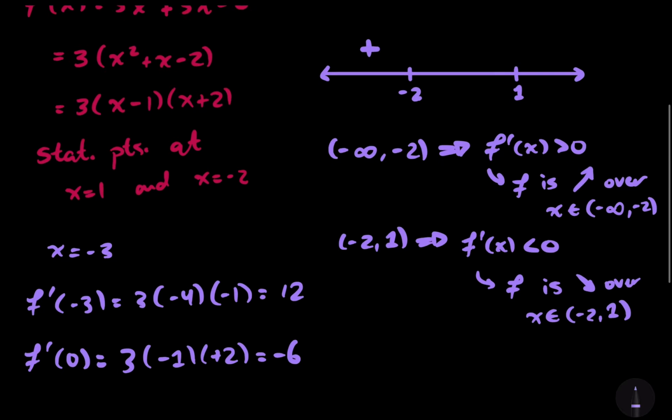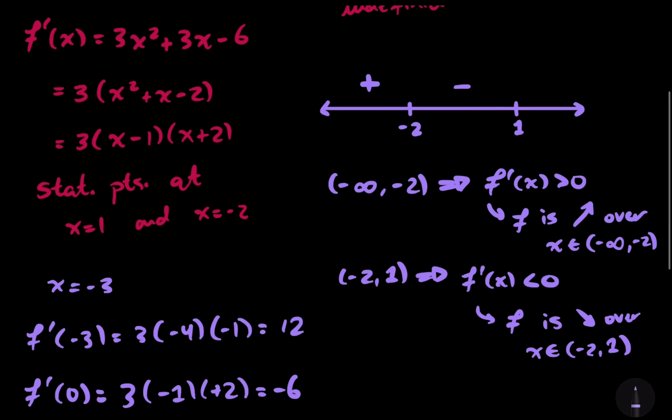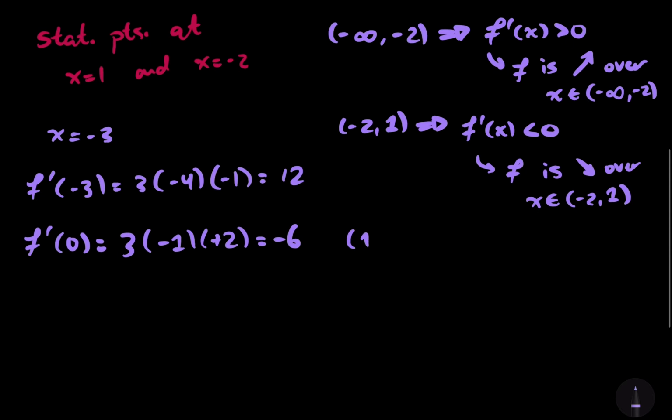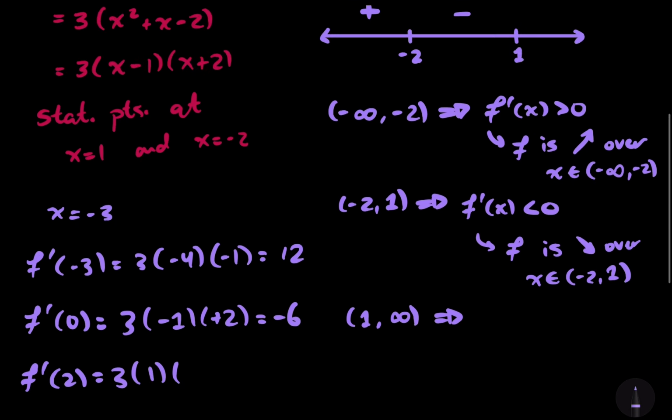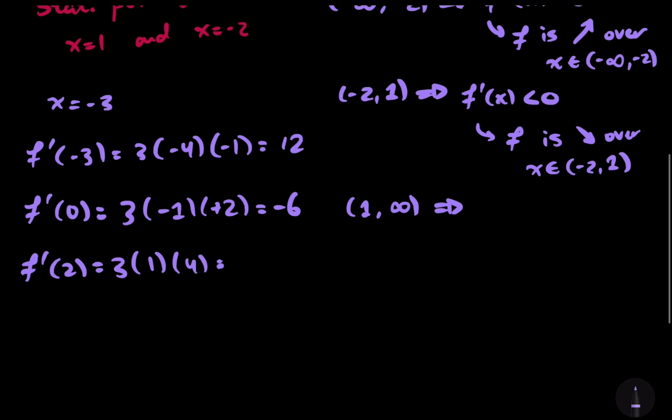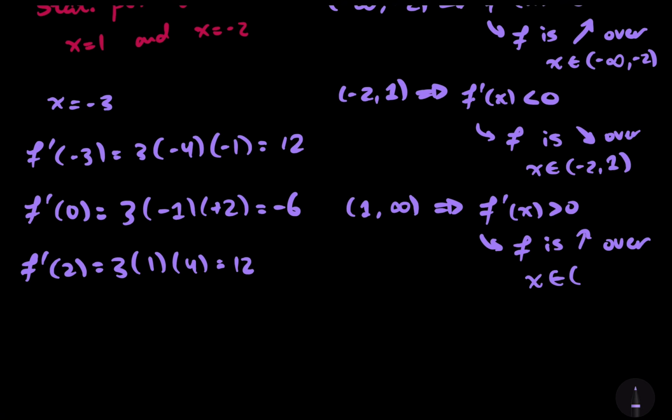And then finally, we can put a negative sign up here if you'd like, the last thing we need to check is just from 1 to +∞, and again, we can pick any arbitrary point. Maybe 2 would be a nice number. So f prime of 2, which is going to be 3 times 2 minus 1, which is 1, times 2 plus 2, which is 4, so this is going to be equal to positive 12 again. And here we see that f prime of x is now greater than 0, which tells us that f is increasing over the interval from x is a member of 1 to infinity.